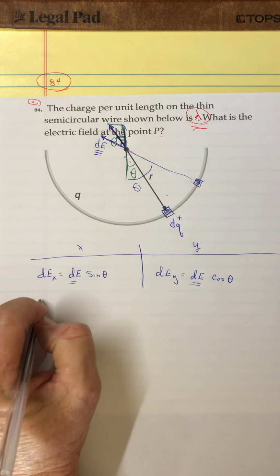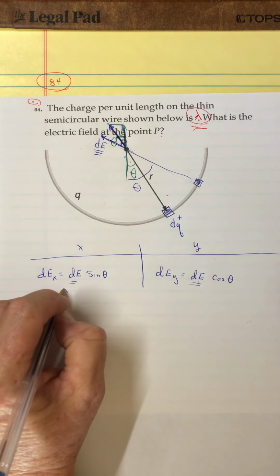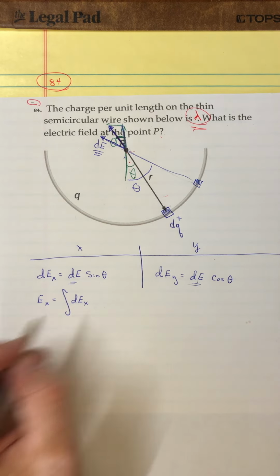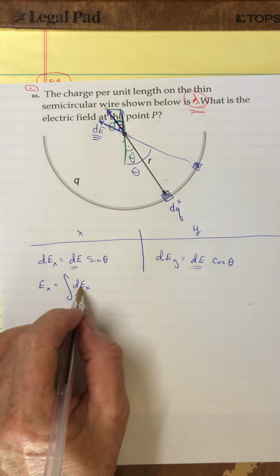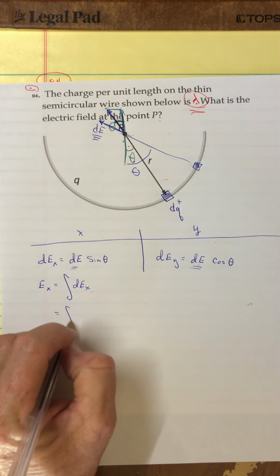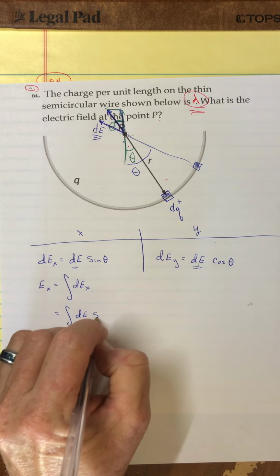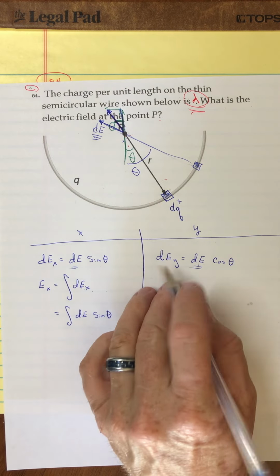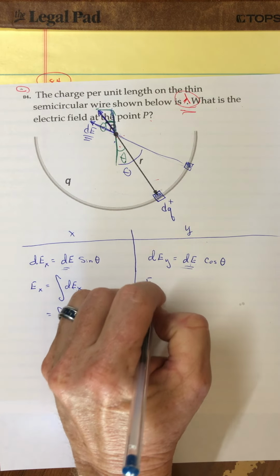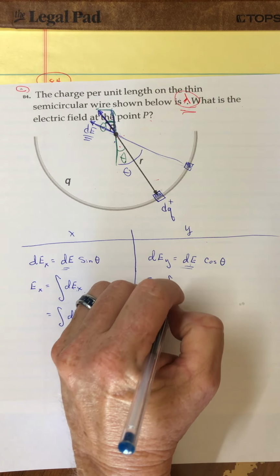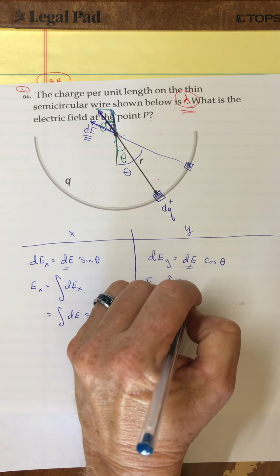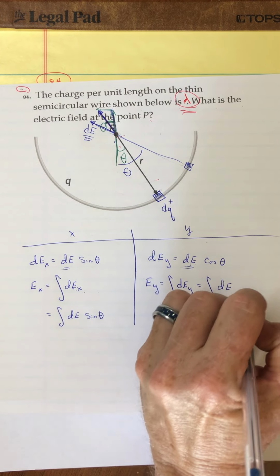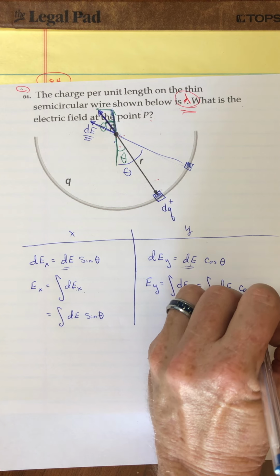And so I guess to get the total x component, I would then integrate dE sub x, which is integrating dE sine of theta. Whereas over here in the y, to get the total vector in the y direction, we need to add up all the components in the y direction. That would be this magnitude dE times the cosine of theta.